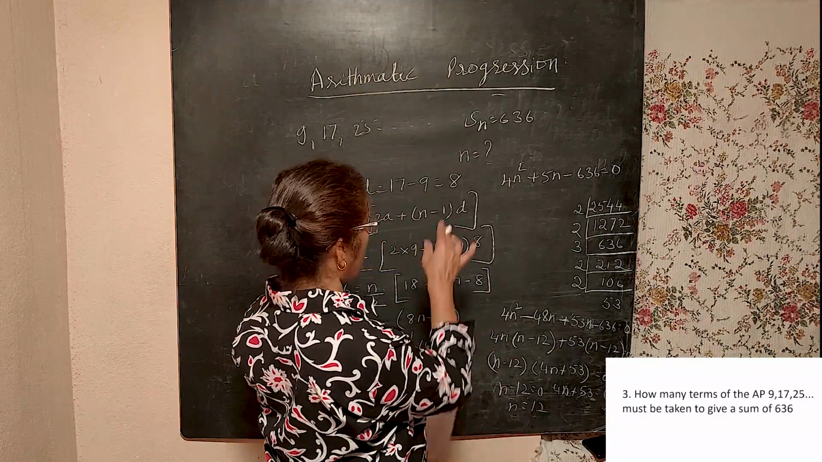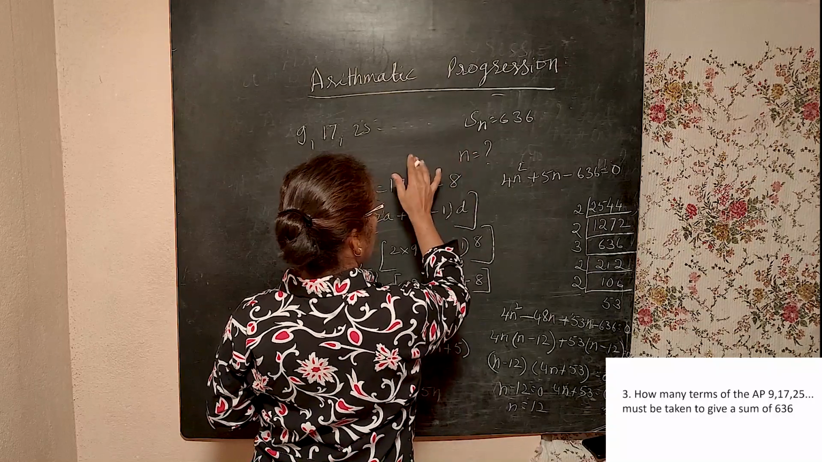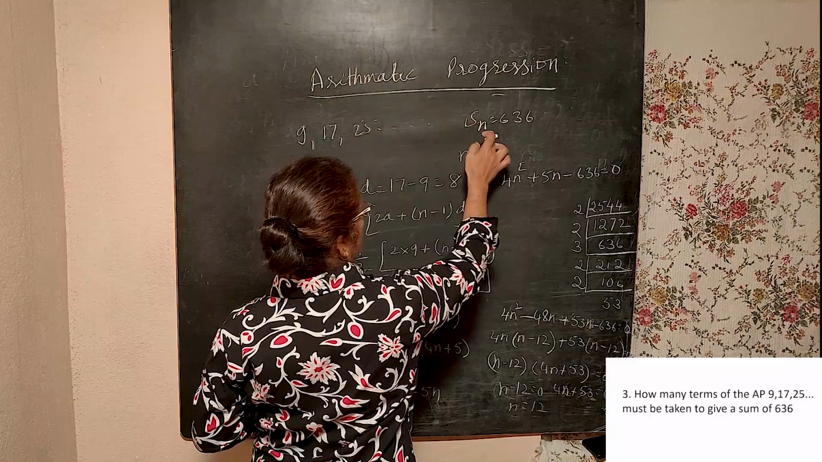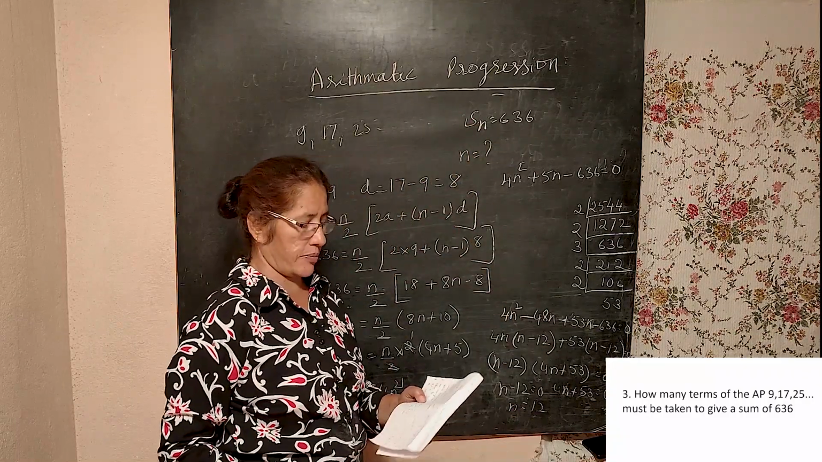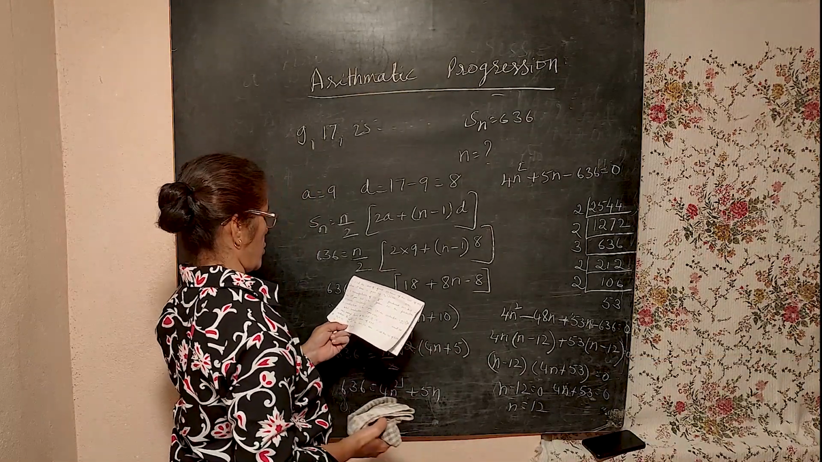So what is your answer? The sum of 12 terms of the AP 9, 17, 25 makes the sum 636. How many terms? 12 terms. That is your answer. Now what is the next question?